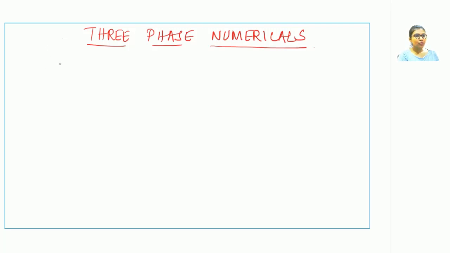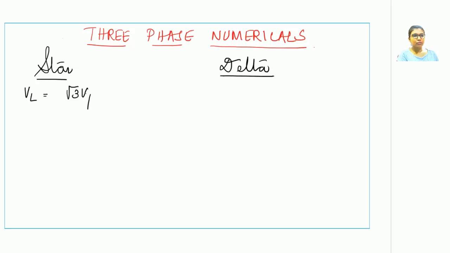So as we know, for a three-phase, there are two different types of connection. One is star and one is delta. For a star connection, the line voltage is equal to √3 times the phase voltage, and this line voltage leads the phase voltage by 30 degrees.